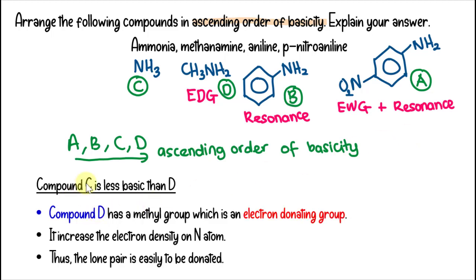Last but not least, compound C is less basic than D because D has a methyl group, which is an electron donating group. It increases the electron density on the nitrogen atom, thus the lone pair is more easily donated to the proton.